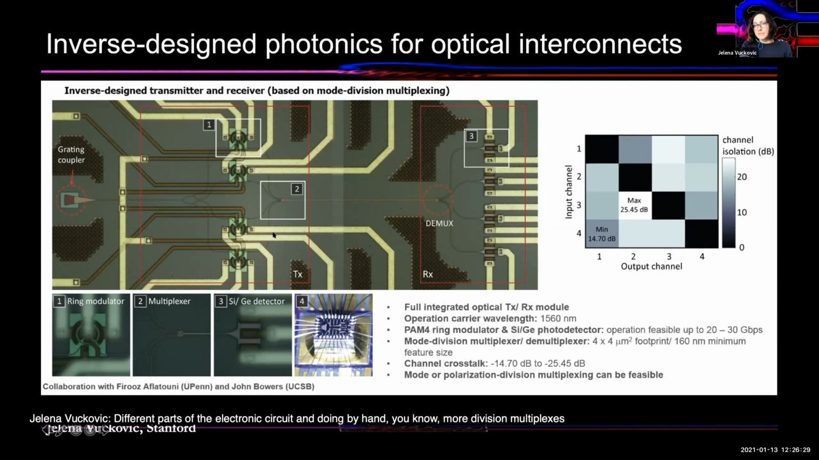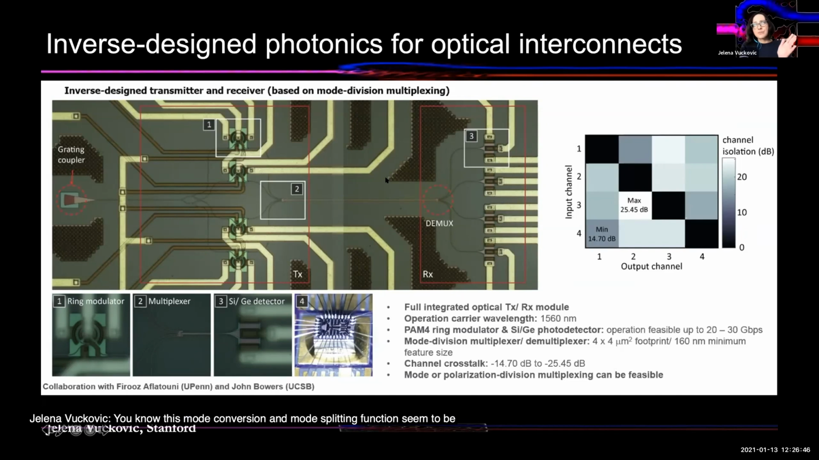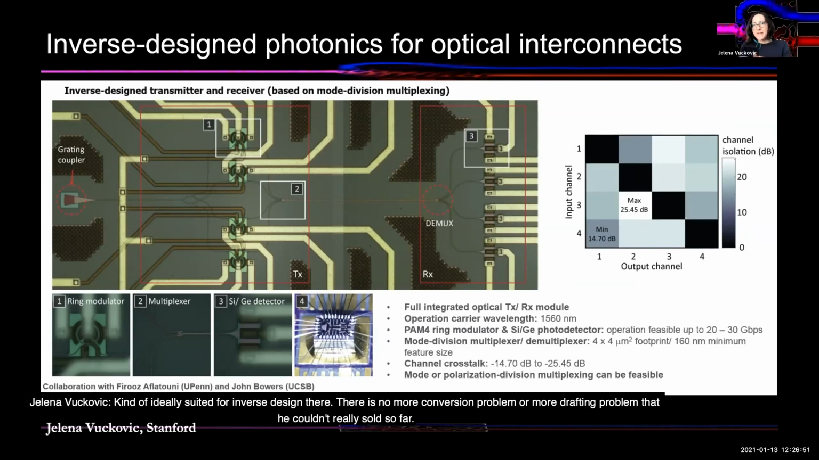And doing mode division multiplexers and demultiplexers by hand is pretty hard. There are some solutions, but they're not very efficient. They're very large. As opposed to that, by inverse design, you can easily design these 4 by 4 micron elements that are doing this mode routing and conversion. And in fact, these mode conversion and mode splitting functions seem to be ideally suited for inverse design. There is no mode conversion problem or mode routing problem that we couldn't solve efficiently so far. So we're quite excited about it.